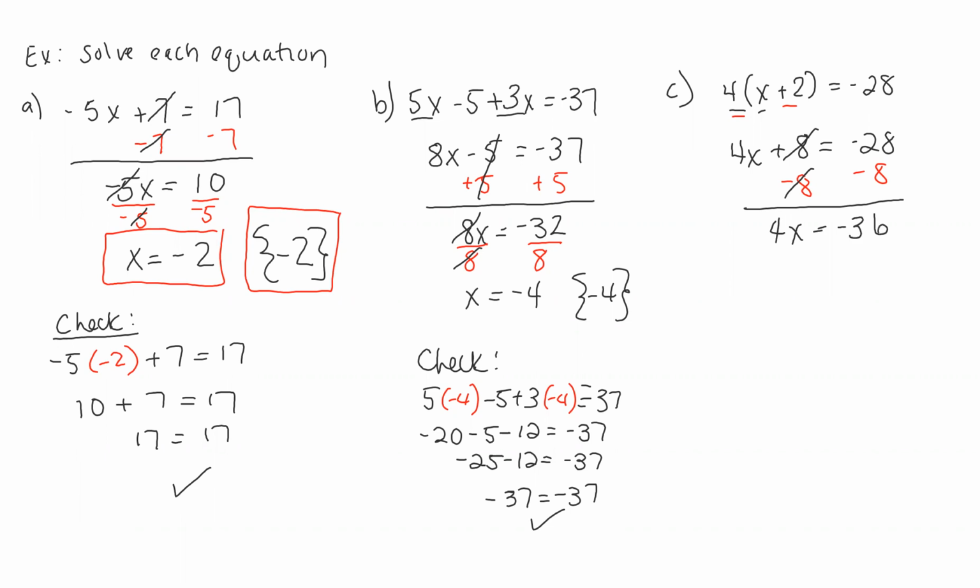So we've got a single variable term equal to a single constant term. At this point, we've got to do that final step where we undo the multiplication of the coefficient and the variable. So I'm going to divide both sides by 4. On the left, the 4's cancel. 4 divided by itself is 1. 1 times x is x. And then on the right, negative 36 divided by 4 is negative 9.